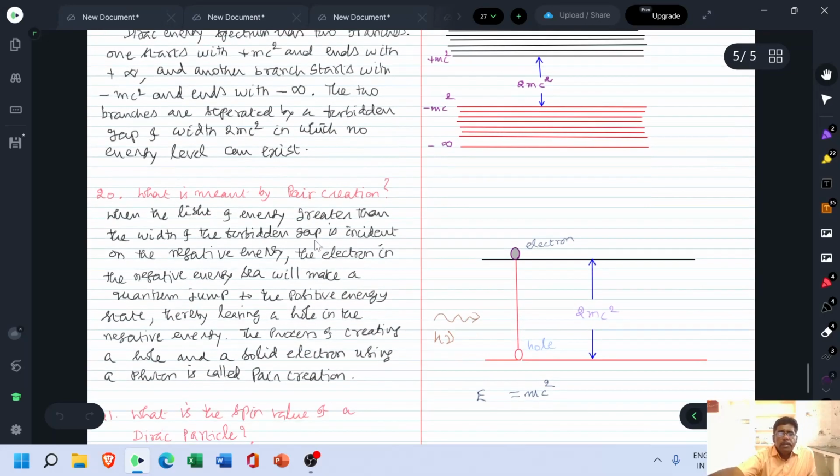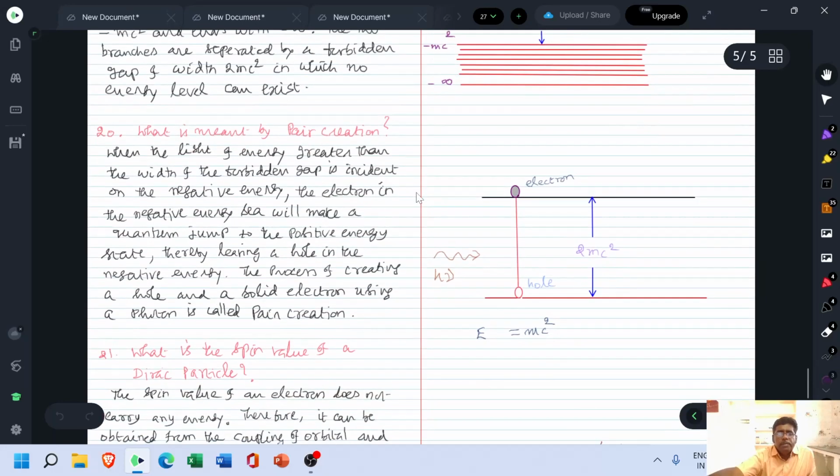See, what is meant by pair creation? When light of energy greater than the width of the forbidden gap is incident on the negative energy sea, the electron in the negative energy sea will make a quantum jump to the positive energy state. Here the electron is making a transition to the positive energy state and thereby leaving a hole in the negative energy sea. The process of creating a hole and a solid electron using a photon is called pair creation.